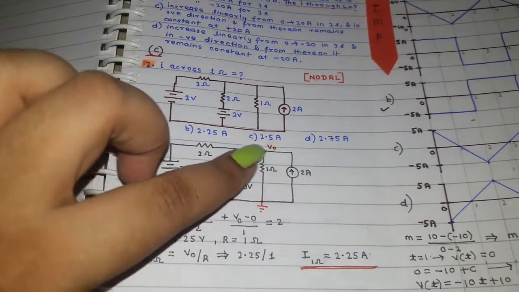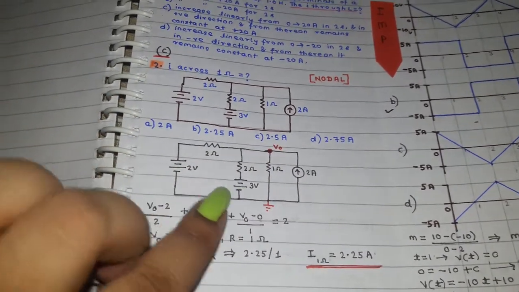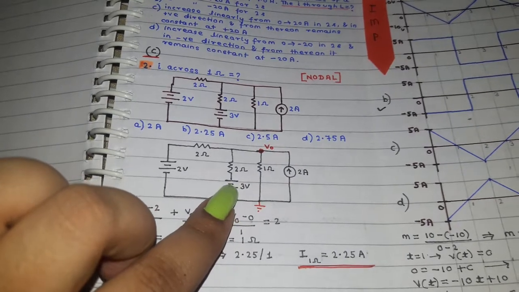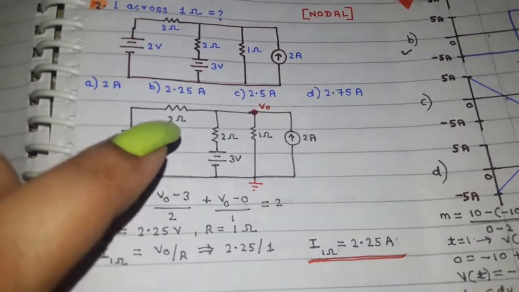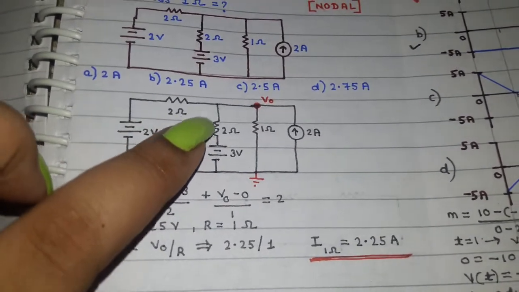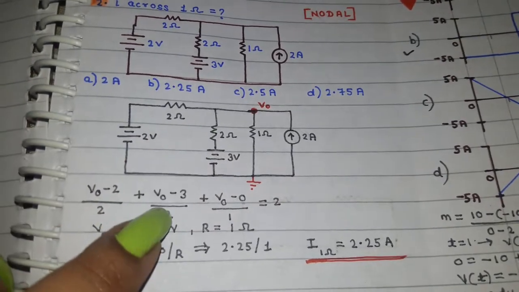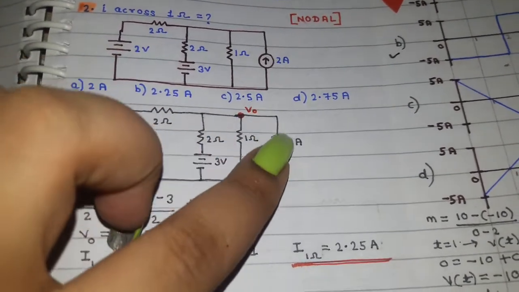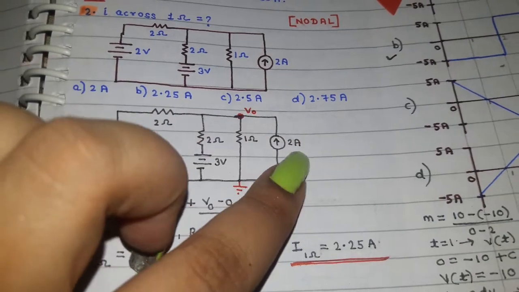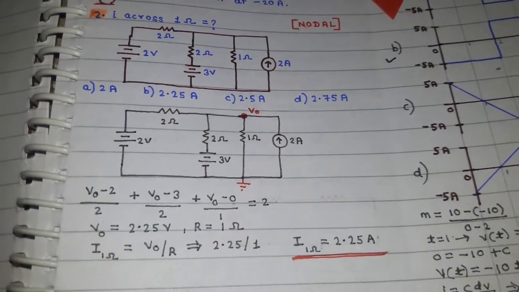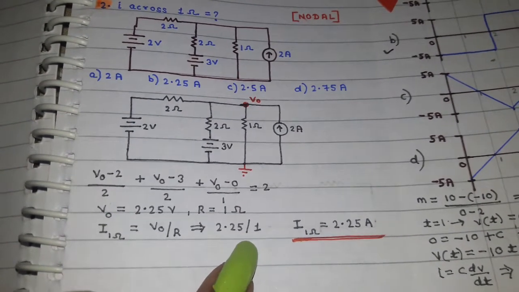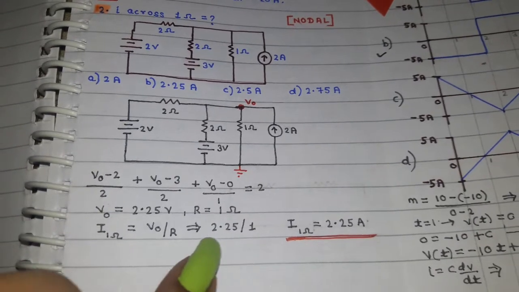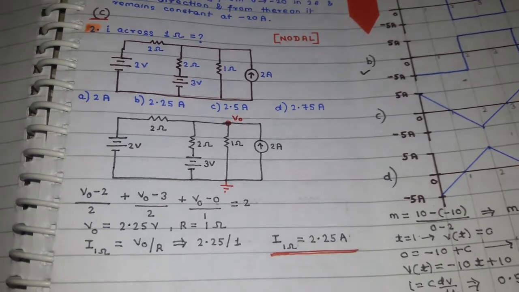And the same goes for this. Here you happen to have a positive terminal, so you will be writing negative, so it will be V0 minus 3 upon the resistance that you have met in the path, so that will be 2 ohm over here. Same for this, and you write the value of the current source as is. On solving, you get the reference node voltage value as 2.25, and applying Ohm's law will give you the answer as 2.25 ampere. It is a pretty easy question, nothing to be worried about.